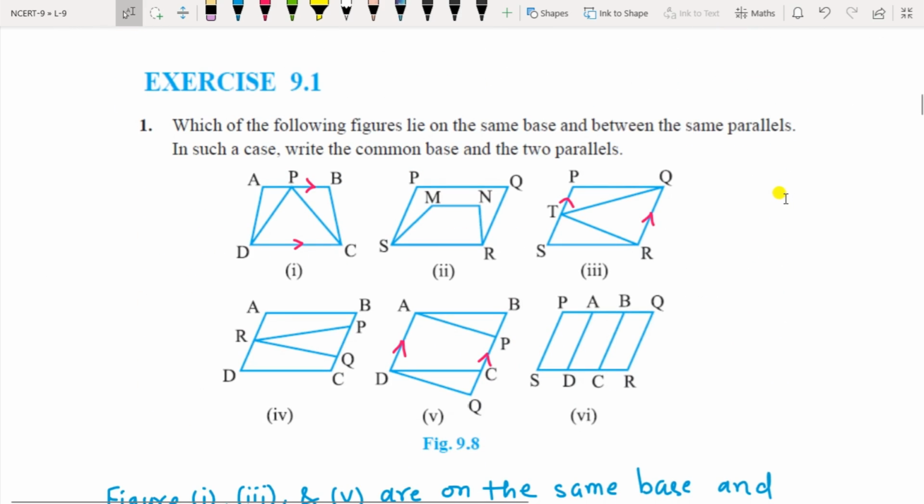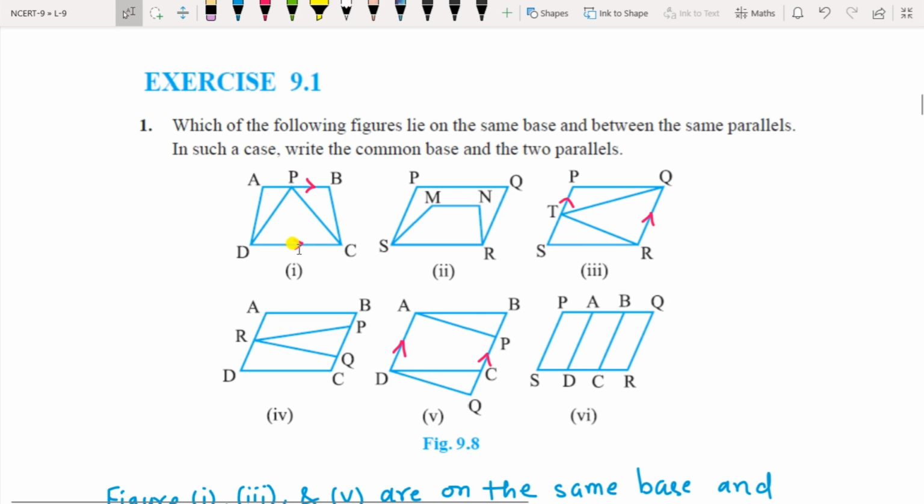Let us start with exercise 9.1. They have given 6 figures here. From them we have to see which figures lie on the same base and between the same parallel lines, and we have to write the common base and the two parallel lines in which they lie. So these 6 figures you can see here.